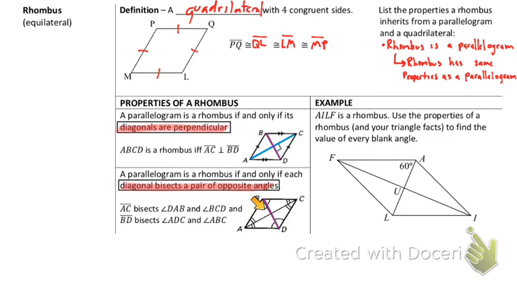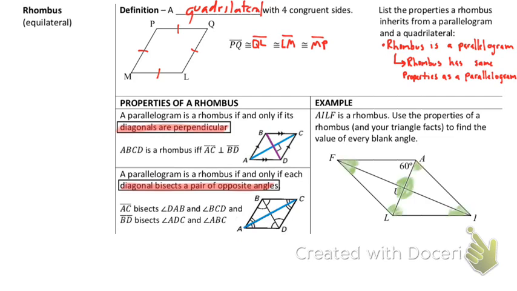Same for angle B. Angle B was this big angle here, but because it's a rhombus, angle B is split into two equal angles. Same thing happens for this diagonal. Because this is a rhombus, angle A is now split into two equal angles, and so is angle C. It's split into two equal angles. All right, so how do we use this? Let's go ahead and do this example.